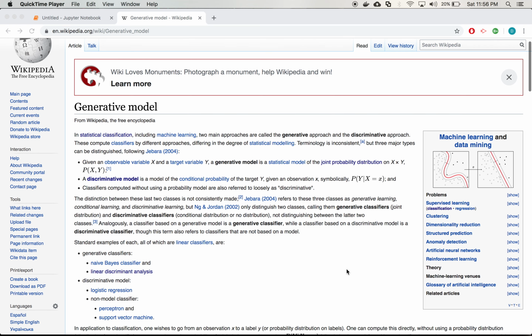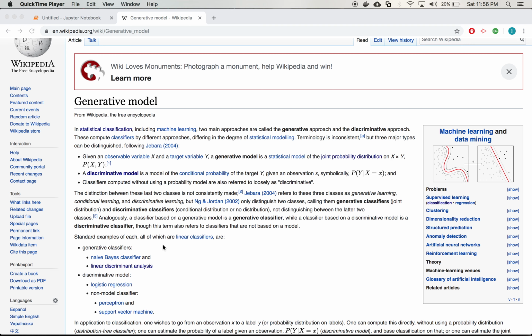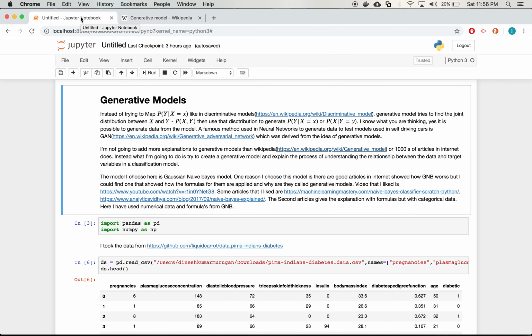I thought I'll take one example, which is the naive Bayes classifier, and implement it in Python and see how the generative model works, why it is called generative, and how we are actually learning the joint distribution.